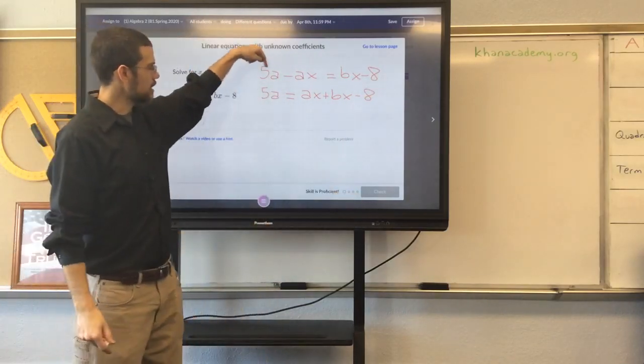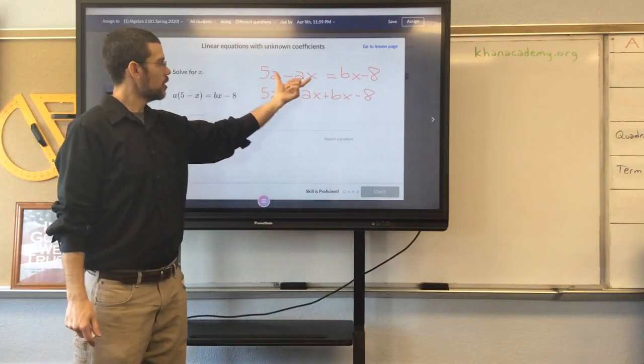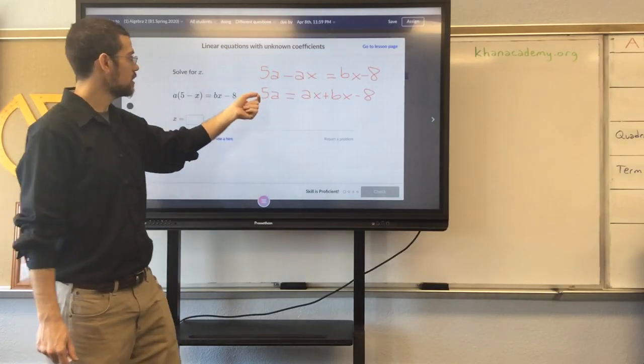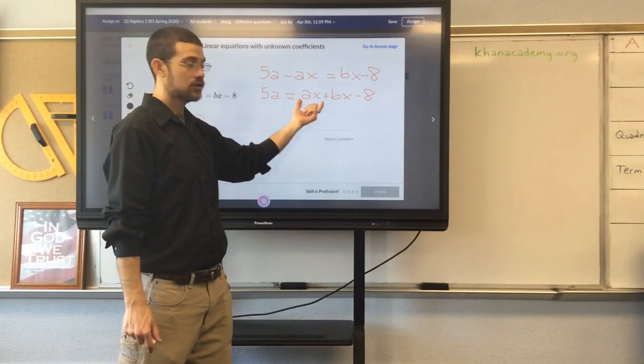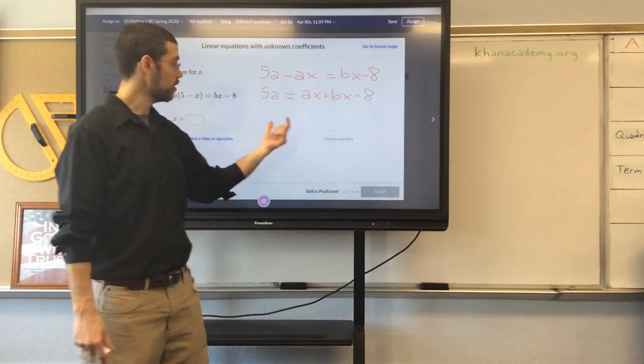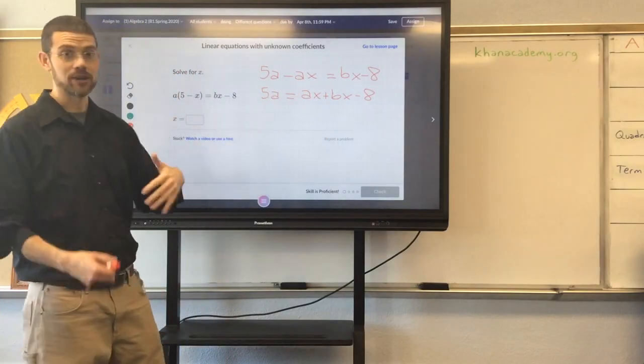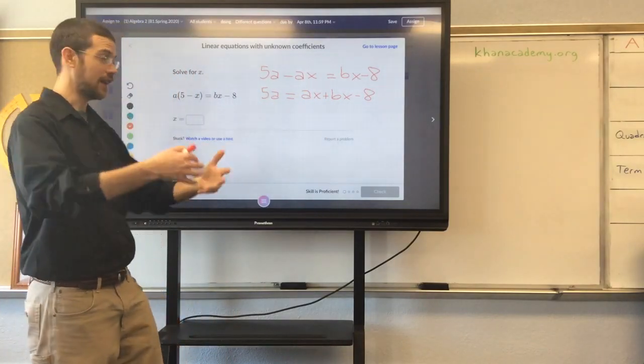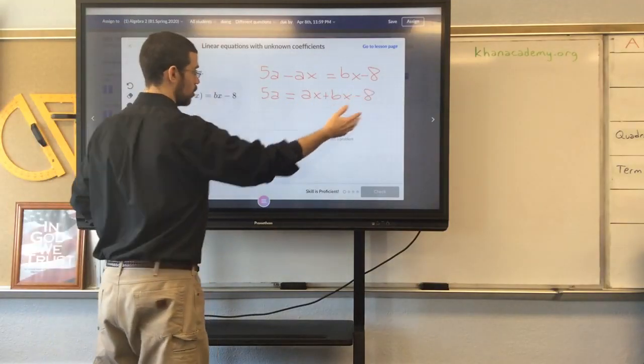When I added ax to the left side of the equation, it canceled negative ax, and I just added it, so I can put that right at the front. I can put it anywhere I want, really. I just have to make sure it's positive, right? I've added it, so that plus what was already there.